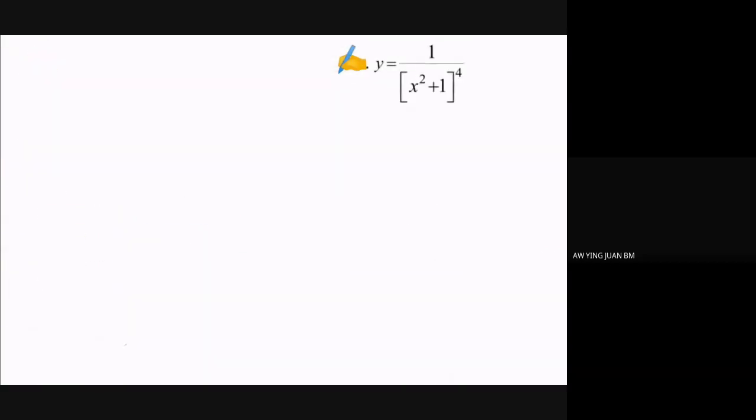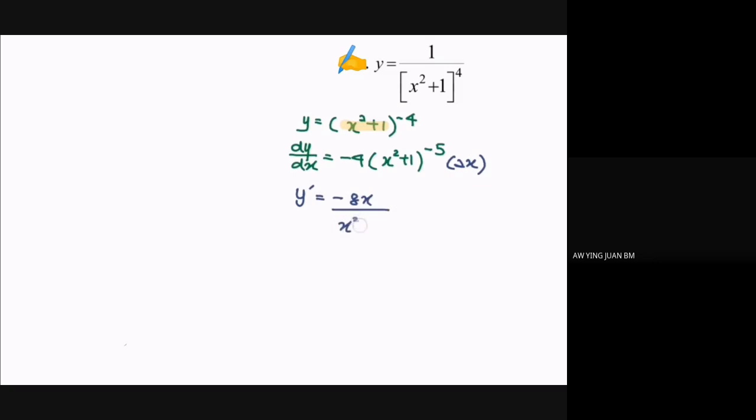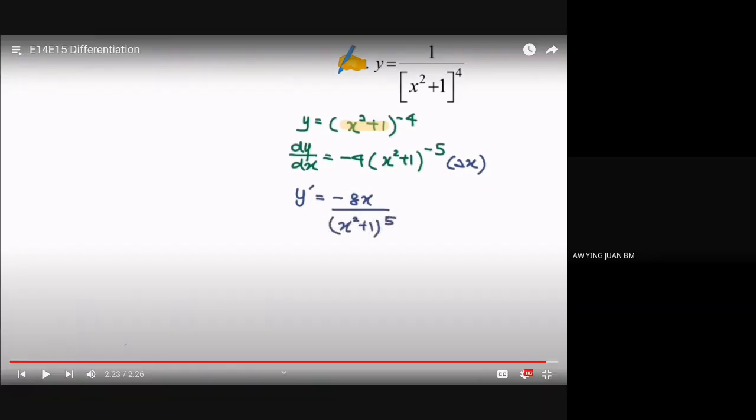First, modify the situation where we have y is equals to x squared plus 1 to the power of negative 4. Next, differentiate the situation, dy dx equals to negative 4 bracket x squared plus 1 to the power of negative 5. Do remember to differentiate the internal function and we will have 2x. Y prime will be equals to negative 8x over x squared plus 1 to the power of 5.